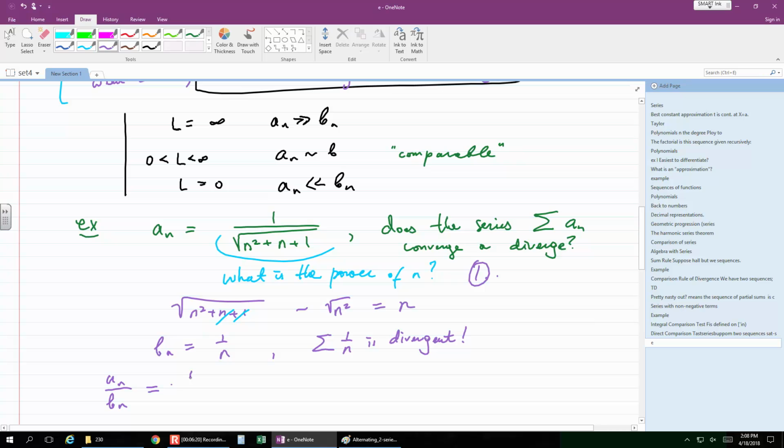So 1 over the square root of n squared plus n plus 1, divided by 1 over n, gives me n divided by the square root of n squared plus n plus 1. And you need to find the limit. You find the limits, and there are several ways to do it.